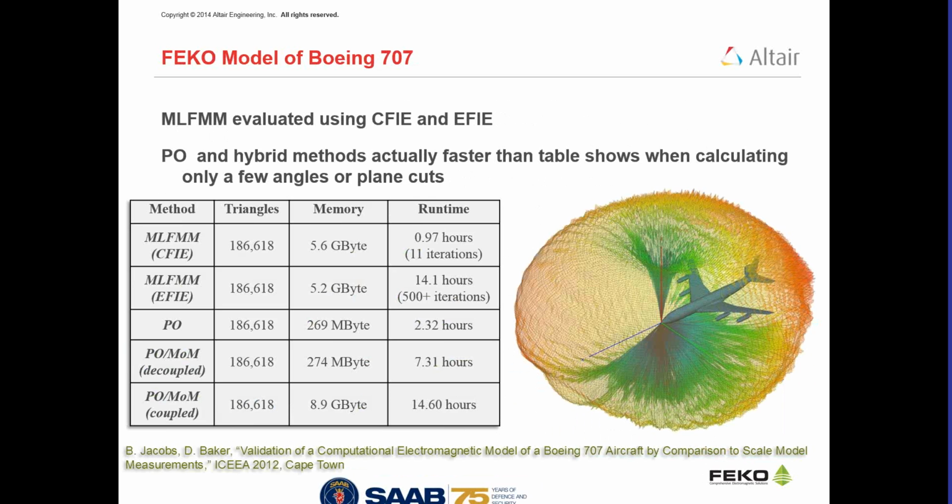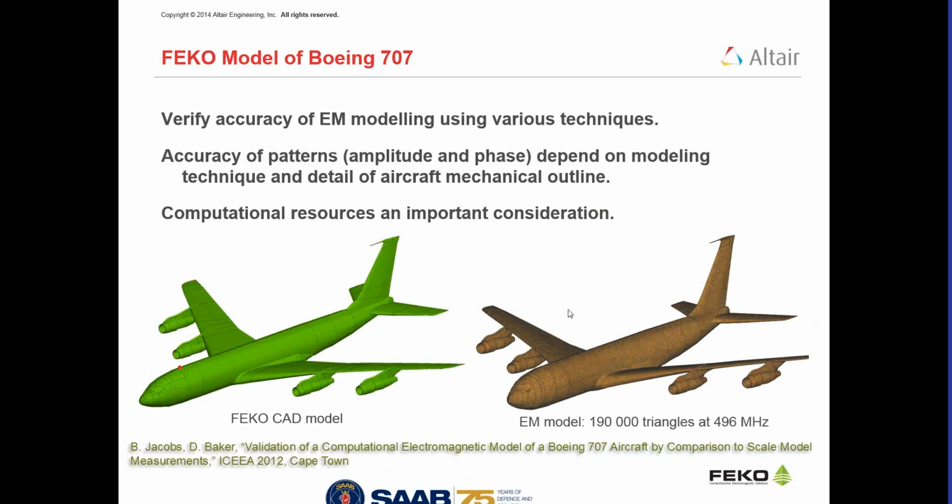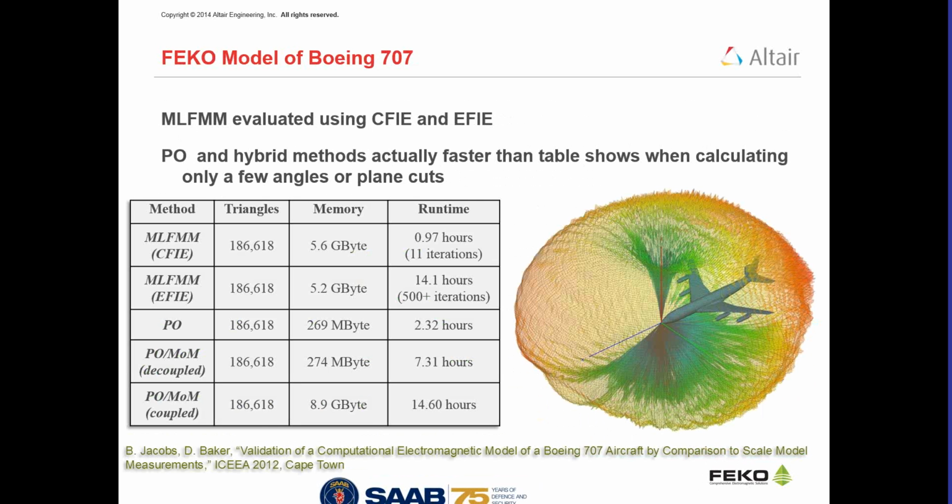But if you have a closed structure, like in this case, if you look at the computation model here, there are no openings in the aircraft. There's only one antenna here, and of course all the windows are closed with conductive surfaces. So if you have a model like this, we recommend that you use the combined field integral equation. One of the advantages of the combined field integral equation is that the solution time is reduced dramatically as opposed to EFIE.